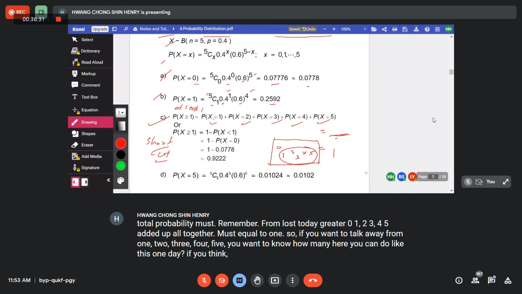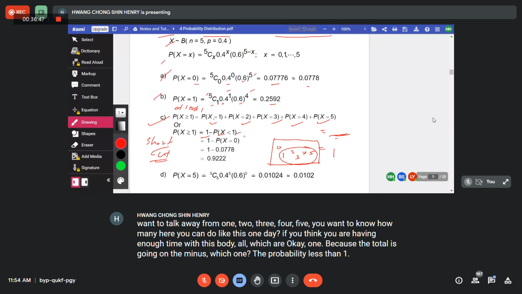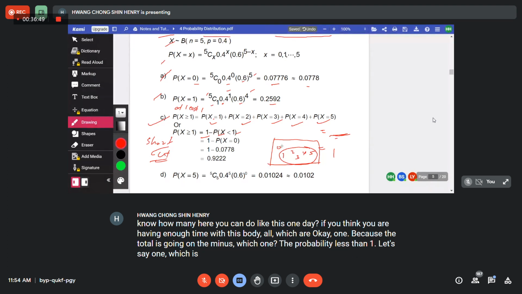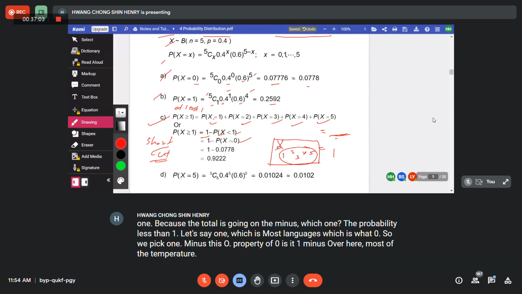If you think you have a lot of time to do this slowly, or the shortcut is what? You take 1, because the total is 1, you minus which one? The probability of less than 1, which is no student graduate, which is 0. So you take 1, minus out the probability of 0, you see? 1 minus probability of no student graduate. So you calculate only one time, x equals 0, put inside the formula. You only calculate one time, then you take 1 minus this. You try again, you see?